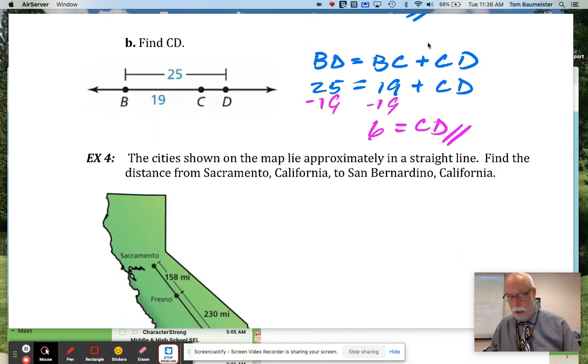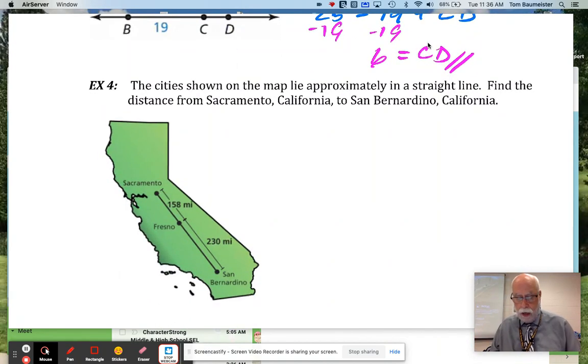And then finally, our last one here is if the cities shown on the map lie approximately in a straight line, find the distance between Sacramento, California to San Bernardino, California. So let's see, Sacramento, why don't we call that S. Fresno's in between them, and then San Bernardino. Well, I can't call that an S either, can I? Because I already used the S for Sacramento, so let's call it SB. So first thing I did was I labeled the points.